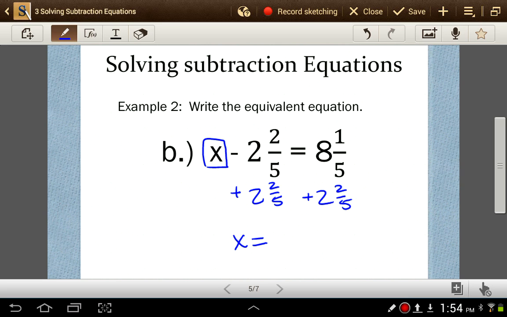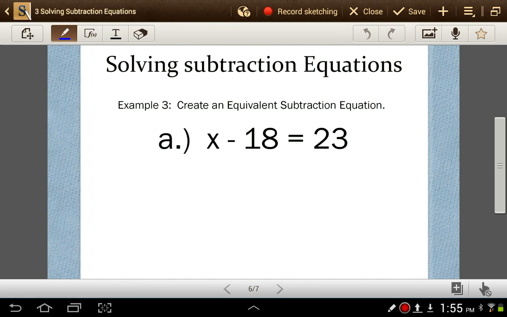The denominators are already the same, so you add the numerators. 1 plus 2 is 3. Denominator stays the same. 8 plus 2 is 10. So you get x equals 10 and 3/5 is your final answer. And that is how you write the equivalent equation. Okay? If you need to pause, go ahead. Otherwise, I'm going to move on to example 3.